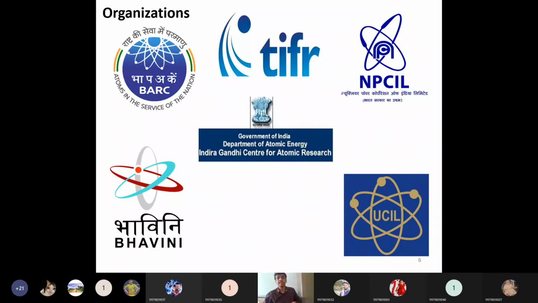Then next is the Tata Institute of Fundamental Research, TIFR. It is in Bombay, and here in Hyderabad also one TIFR centre is there. Then the Nuclear Power Corporation of India Limited, popularly known as NPCIL. Then the Uranium Corporation of India Limited, called UCIL. Then Bhavini, which is Bharatiya Nabhikiya Vidyut Nigam Limited.